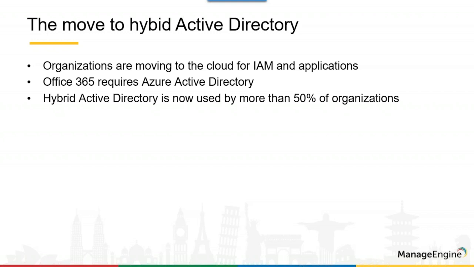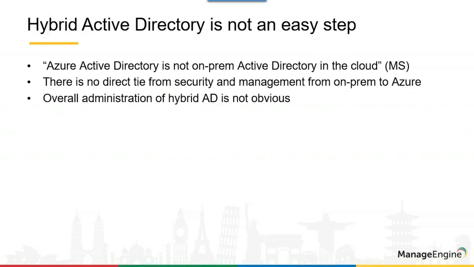And Microsoft is pushing us to hybrid as soon as we have Office 365, because you cannot have Office 365 without Azure Active Directory. So now what I'm finding is that organizations are moving to a hybrid environment because they want Office 365, which is fine. But what I don't want you to do is throw away all of your technology you've built on-prem, okay? Now, this first bullet here is a direct quote from Microsoft. Azure Active Directory is not on-prem Active Directory in the cloud. It is not. I can tell you that right now, okay?